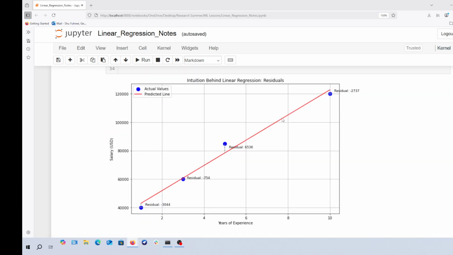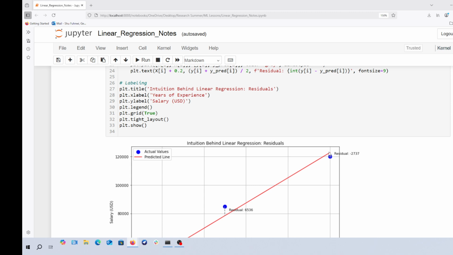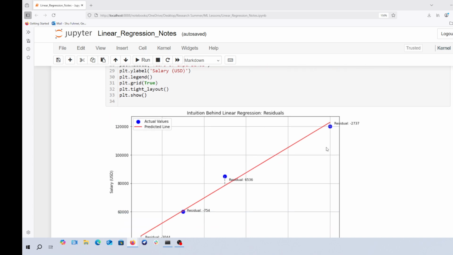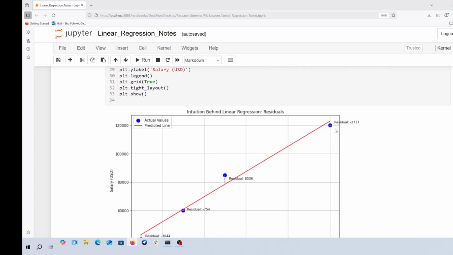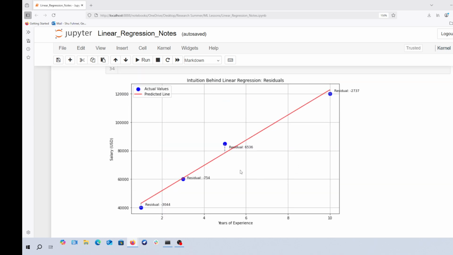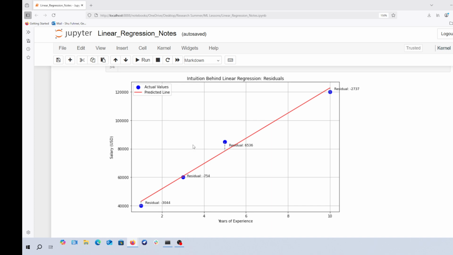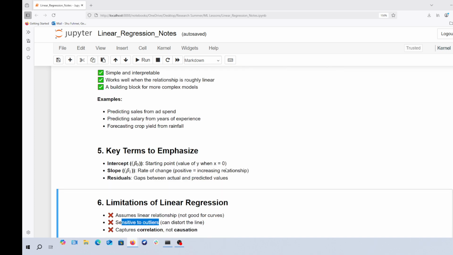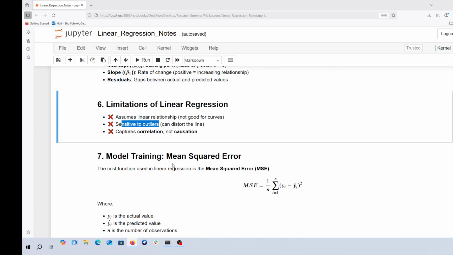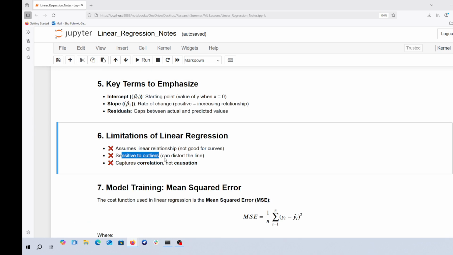Let's go back to this graph. Let's say we have some points that are very far away from this line. Those points will be pulling this predicted line towards them, and in that case, these residuals will be very, very high. If the residuals are very high, then the difference between the observed and the predicted value will also be very high, and linear regression will not be a good fit for such problems.